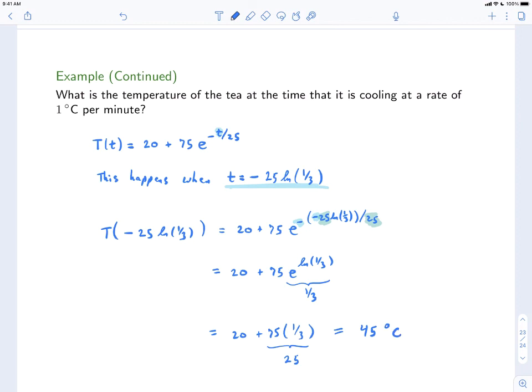So the temperature of the tea at the time that it's cooling at a rate of 1 degree Celsius per minute is 45 degrees Celsius.